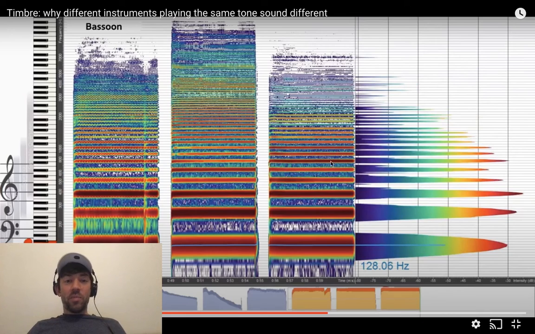I find that the bassoon actually sounds quite a bit like a cello. And if you look at their frequencies, they look pretty similar. As a matter of fact, even though they're completely different instruments, bassoon is a wind instrument.